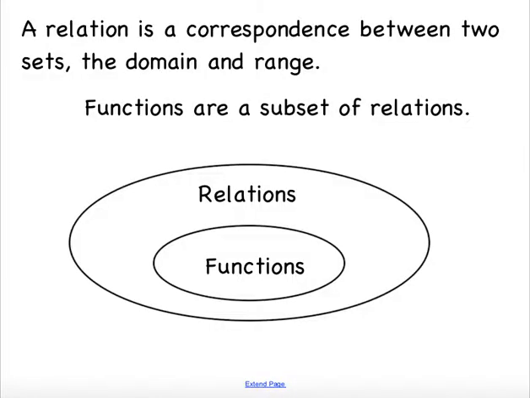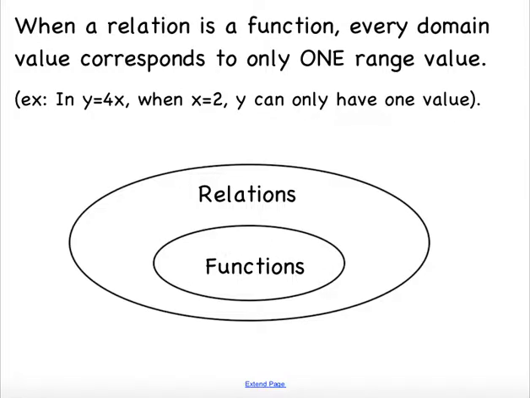What this looks like is that if we have relations, which is just a correspondence between two sets, really just a relationship somehow with the domain and range, functions are a subset, okay? So every function that we have is a relation, but not all of our relations are functions, okay? So we have all of our relations and some of them are functions.